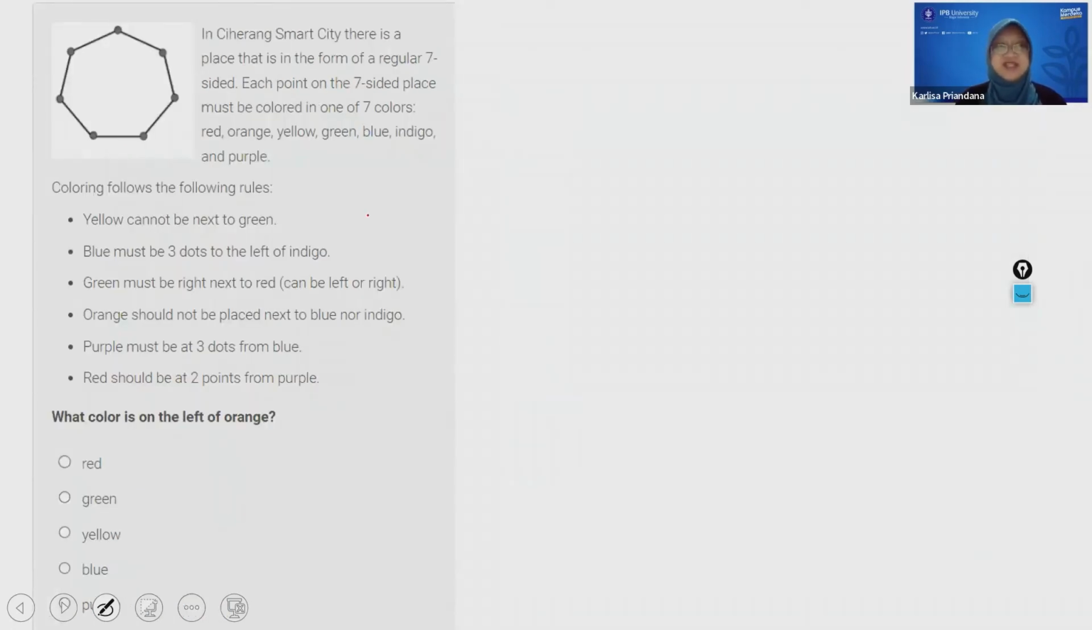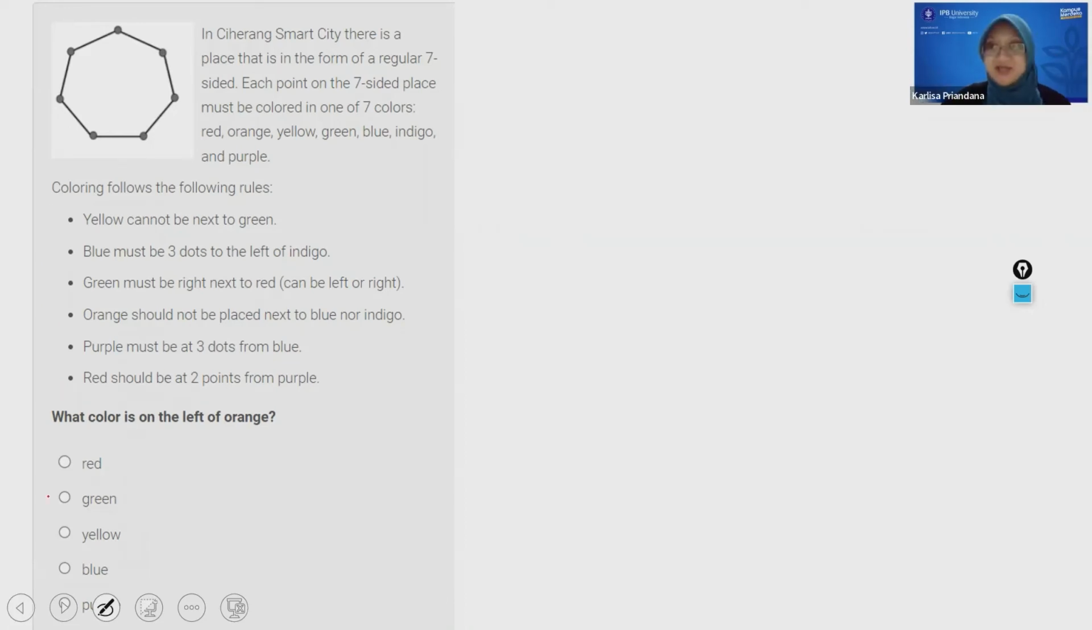Next problem is like this. It's about a city. There is a place in the form of a regular 7-sided shape. Each point on the 7-sided place must be colored in one of 7 colors: red, orange, yellow, green, blue, indigo, and purple. Coloring follows the following rules. You need to understand all the rules, okay?